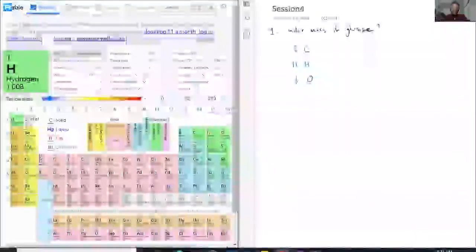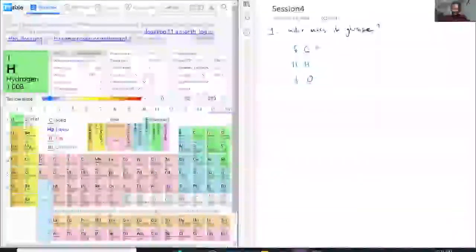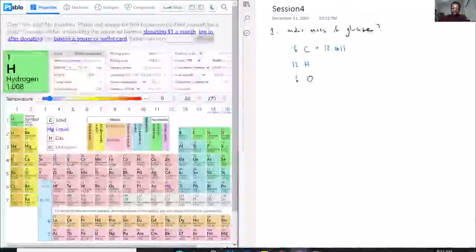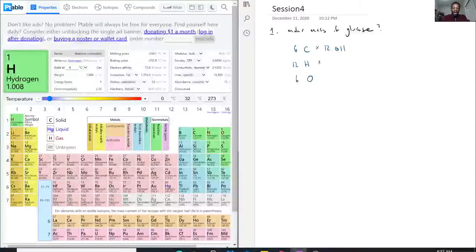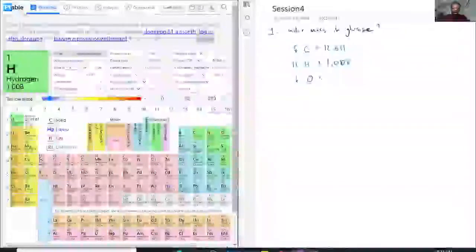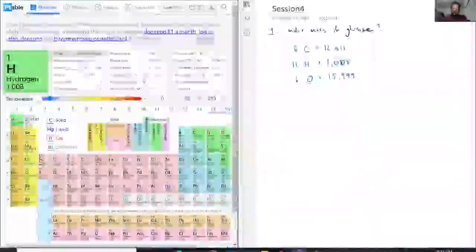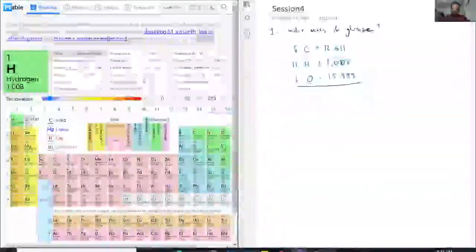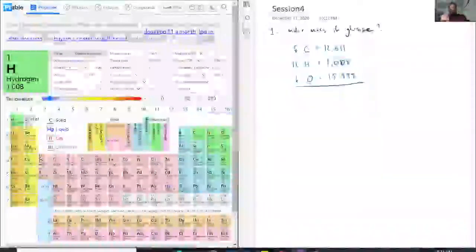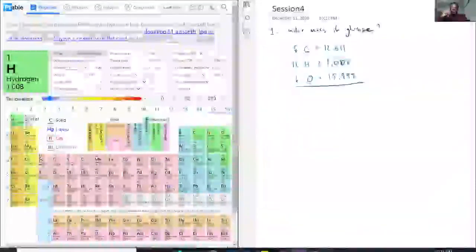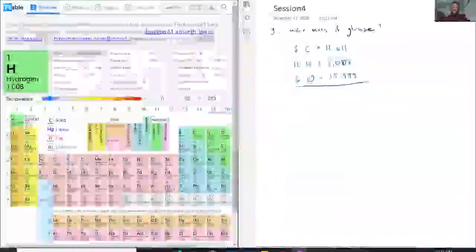So we'll start with the carbon, okay? We have 6 carbon. So the carbon's atomic mass unit is 12.011, okay? Hydrogen is 1.008, and oxygen is 15.999. Alright, so I put the multiplication there because I want to do 6 of the 12.011.